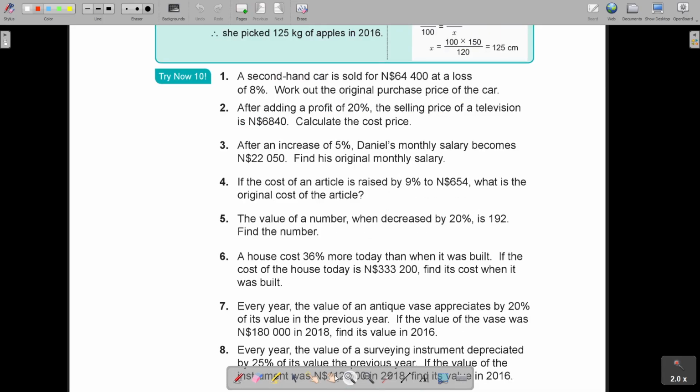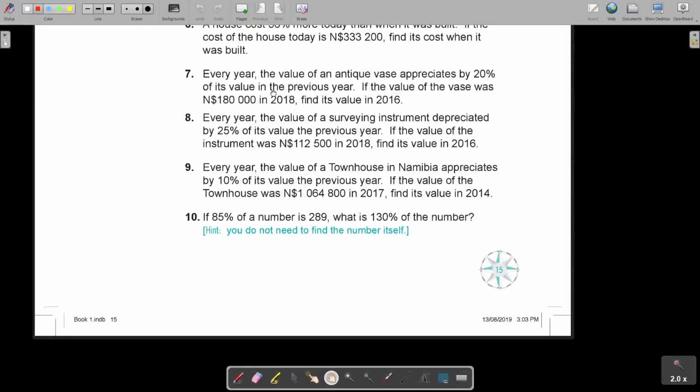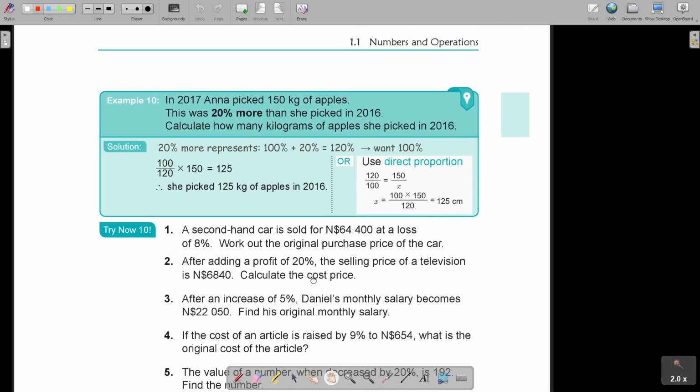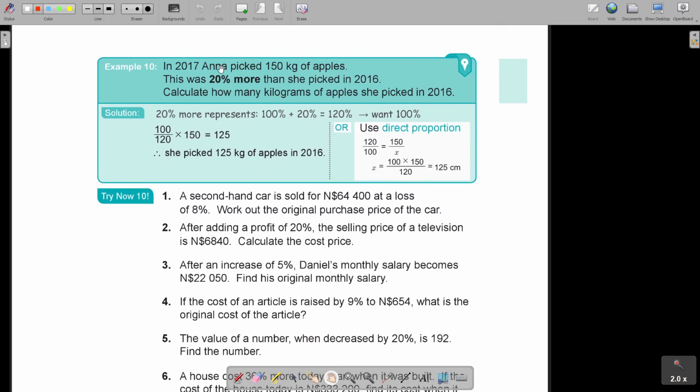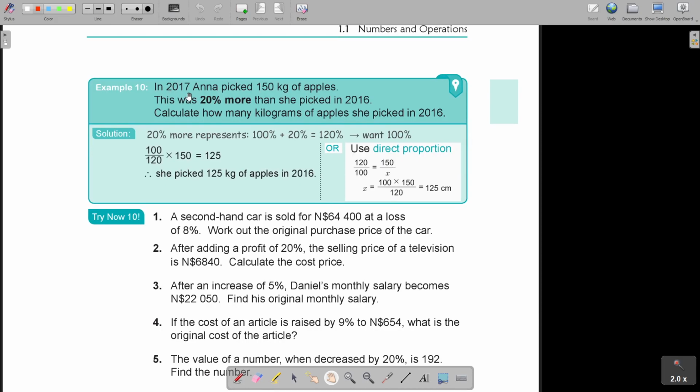In the textbook, it starts on page 14 and 15. This is reverse percentage, in chapter 1, number and operation. They say in 2017, Anna picked 150 kilograms of apples. This was 20% more than she picked in 2016. Can you see, 2016 stands there. She must reverse back. Calculate how many kilos she picked in 2016.